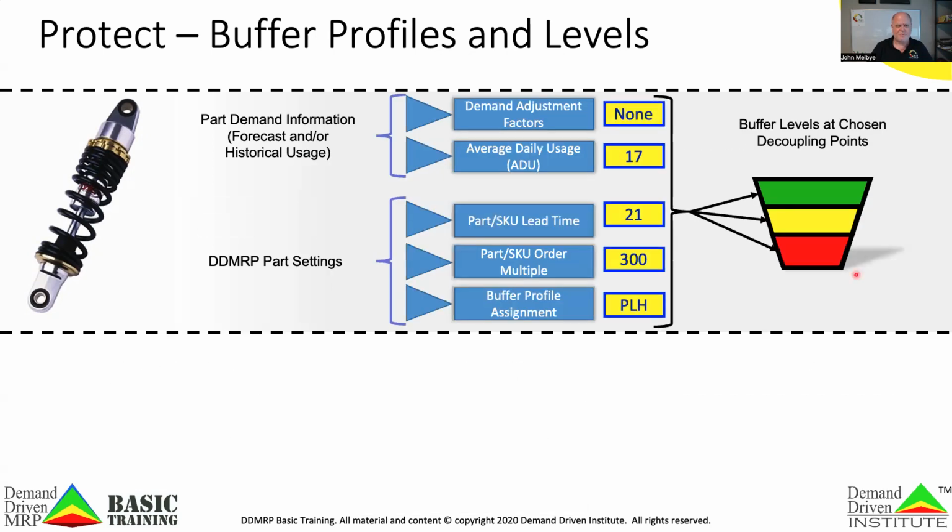As an example, there are some things we don't cover in this basics, where we talk about demand adjustment factors. We have an average daily usage of 17, a lead time of 21 days, an order multiple or MOQ of 300, and a buffer profile assignment that says this is a purchase part with a long lead time and high variability. Accordingly, we create a lead time factor and a variability factor. We put those together, and we end up with a green zone of 300, a yellow zone of 357, and a red zone of 233.